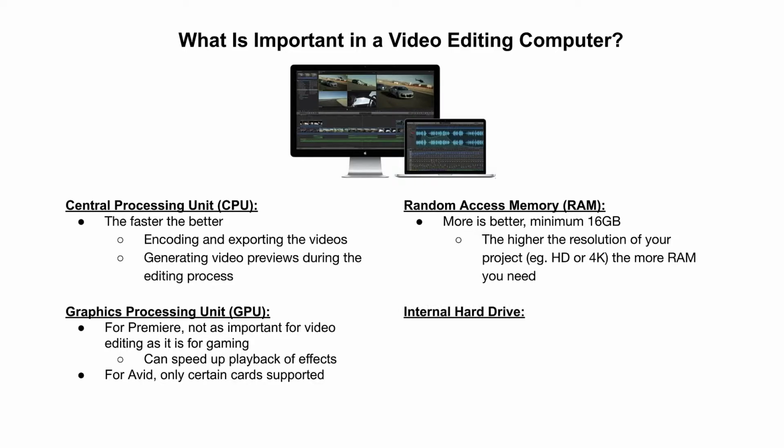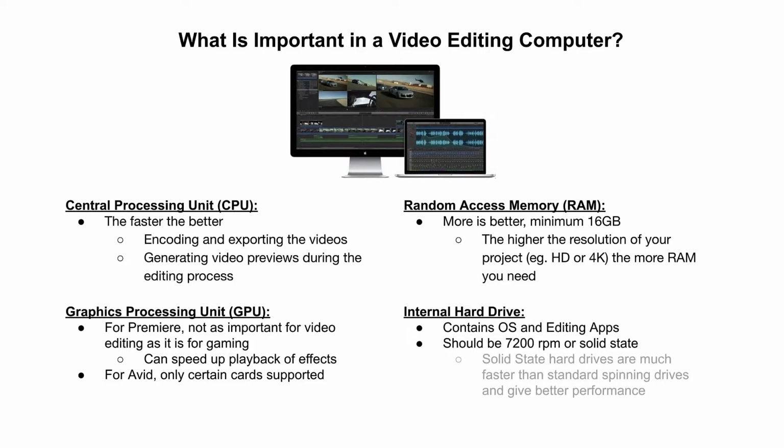Your computer's internal hard drive is important as well, since it contains your apps. Having a speedy internal hard drive will greatly improve your system's performance. Again, your internal hard drive should have a speed of 7200 RPM. A solid-state internal hard drive is best.